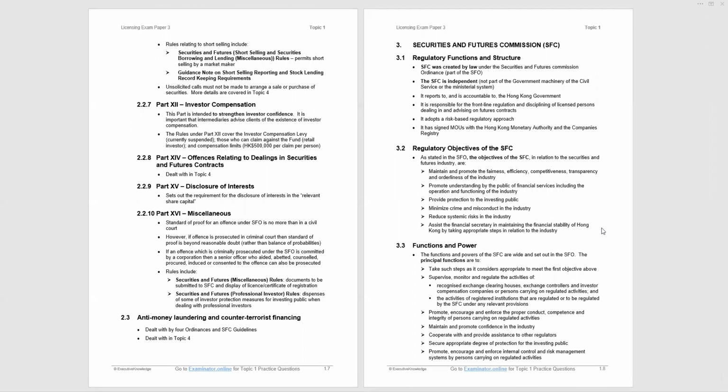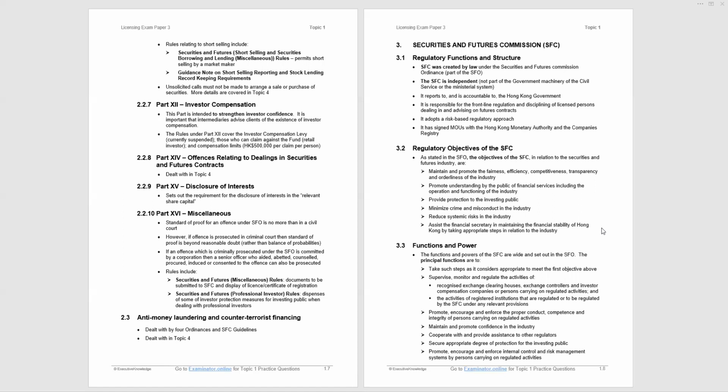Part 7 of the ordinance also covers investor compensation. An outside chance this could come up. We have the Investor Compensation Fund, which was set up in 2003, which retail investors can claim against if they suffer from the default of an intermediary. And as it says there, the compensation limit is 500,000 Hong Kong dollars per claim per person.